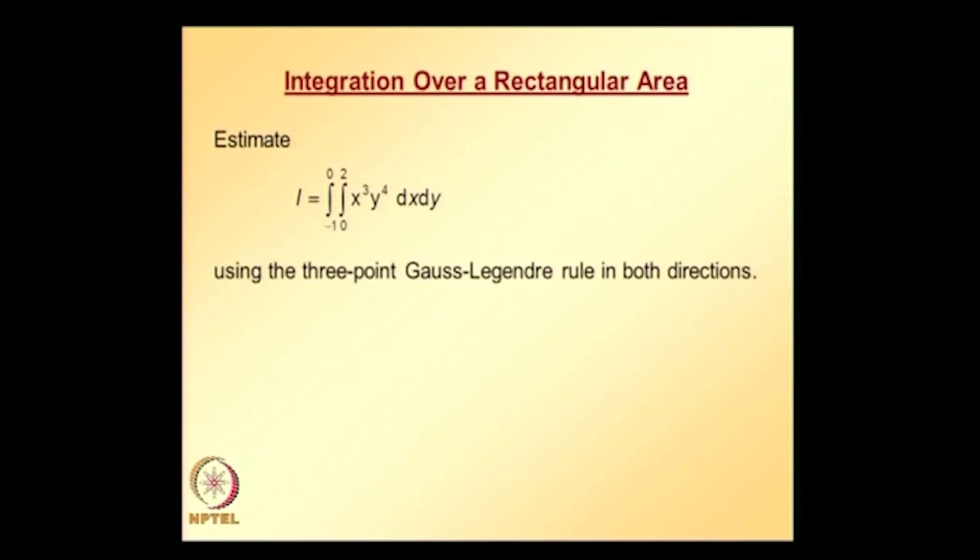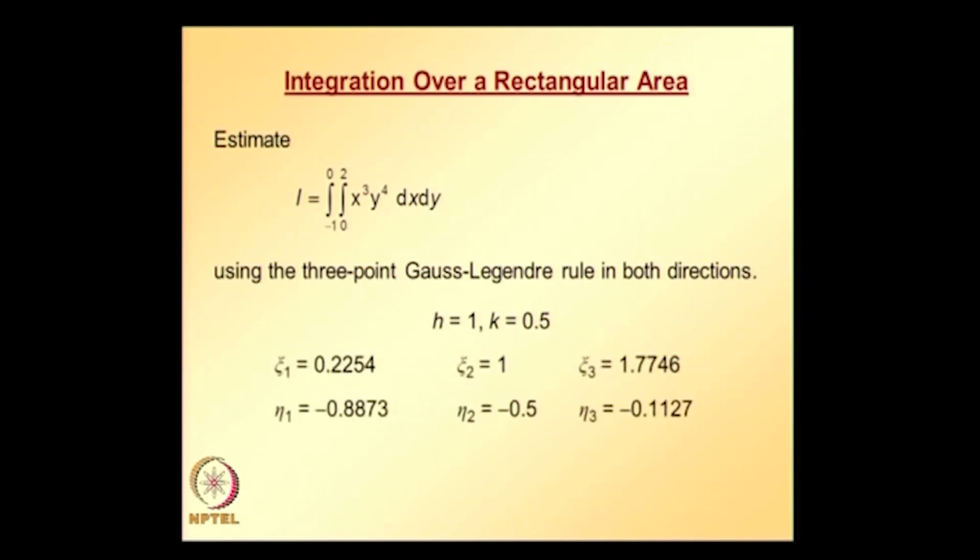So using 3-point Gauss-Legendre rule in both directions and identifying h and k, h turns out to be 1, k turns out to be 0.5, and these are the integration point locations.